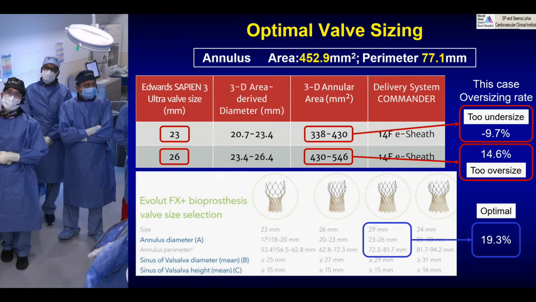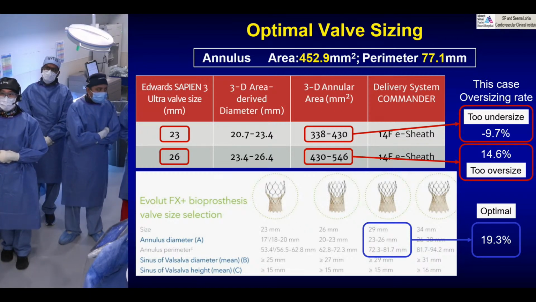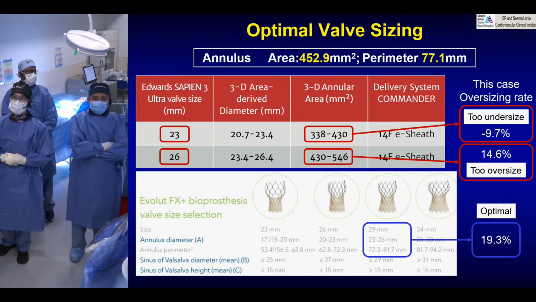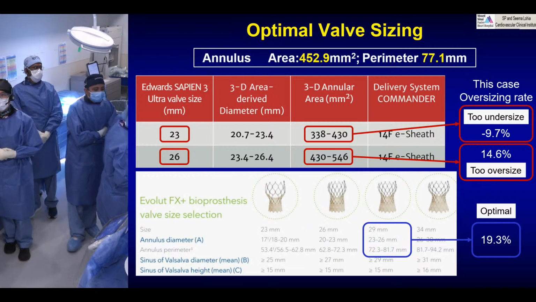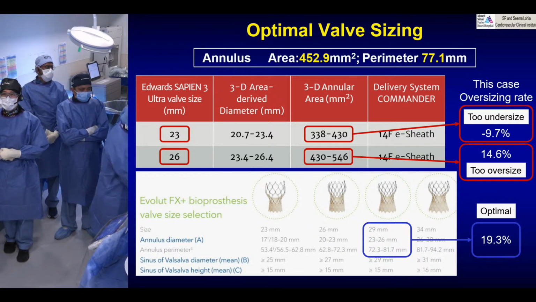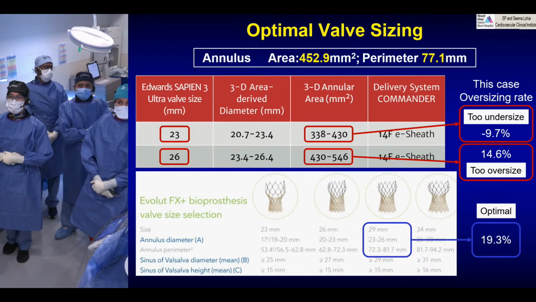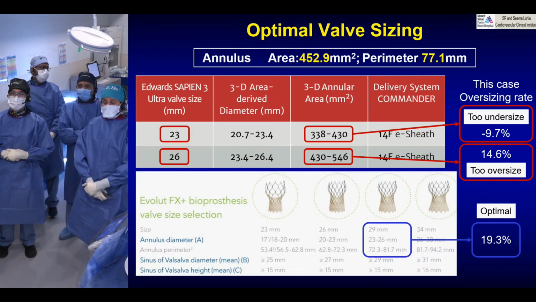So obviously, with a self-expanding valve, you have to oversize. You cannot undersize or risk migration, so you have to oversize. And the question is, if you oversize more, you run the risk of pacemaker. If you oversize less, you run the risk of perivalvular leak. So 27 millimeter in our mind here, you can see, is pretty much a sweet spot of where Evolut would sit for a 29 millimeter supra-annular self-expanding valve. So next slide.